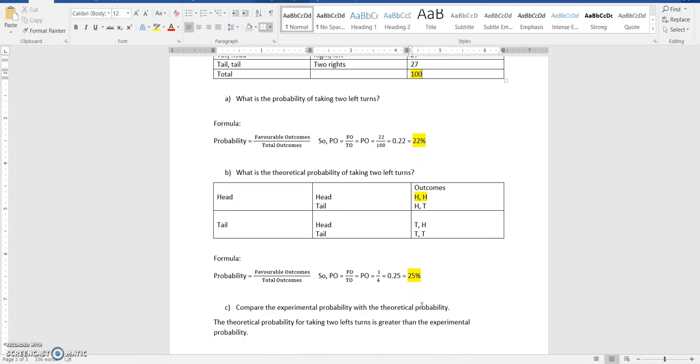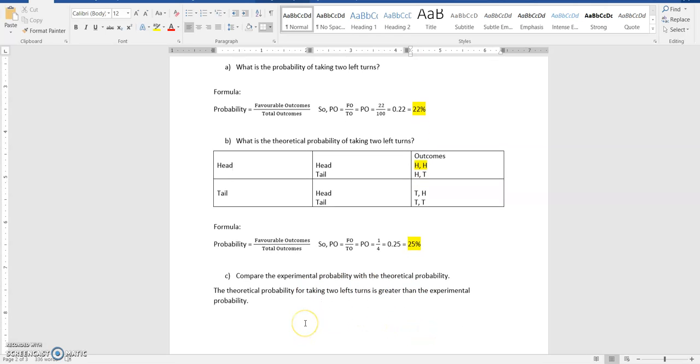And lastly, question C, compare the experimental probability with the theoretical probability. All right, so we know that theoretical probability is 25% for taking 2 left turns, and the experimental probability is 22% for taking 2 left turns. So the theoretical probability for taking 2 left turns is greater than the experimental probability, which makes sense, right?